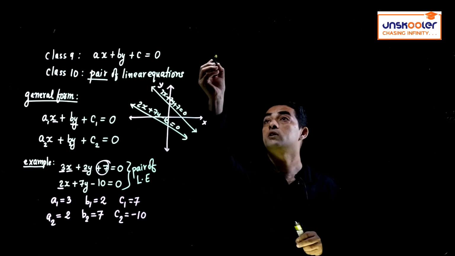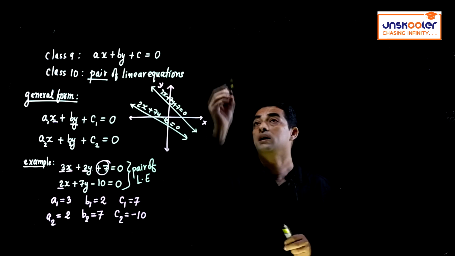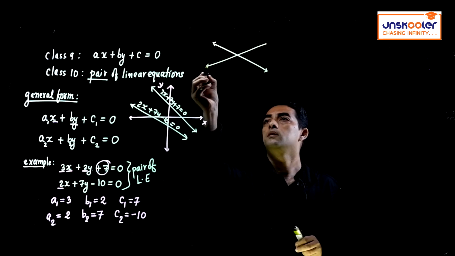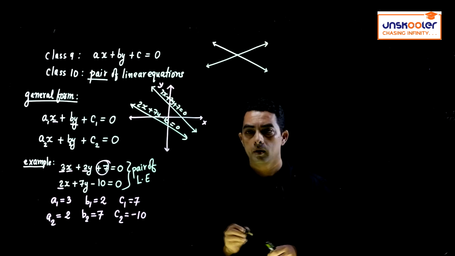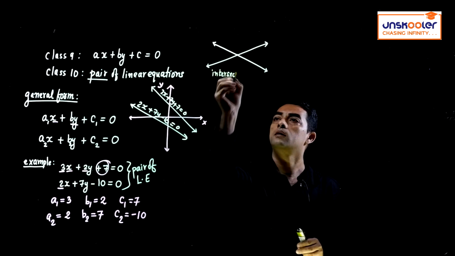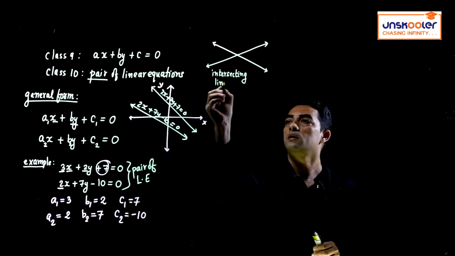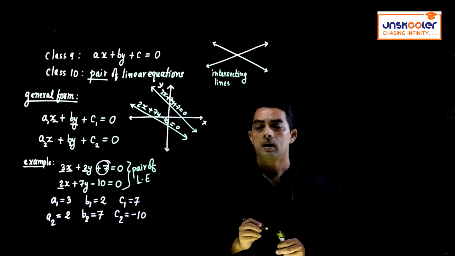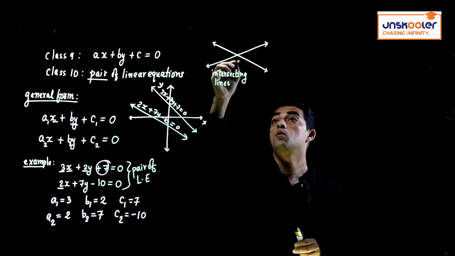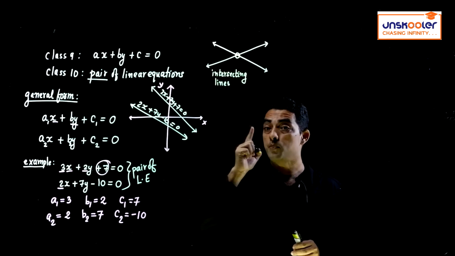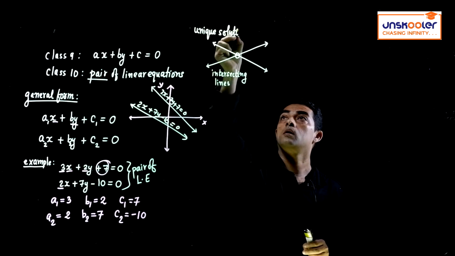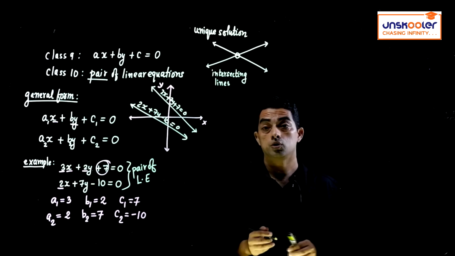Let us see the first situation for these two lines. On a graph, they could meet at one point. If they meet at one point, you call them intersecting lines. And for these intersecting lines, in our chapter linear equations in two variables, we also use one more word: because they are cutting at one point, you call it a unique solution.